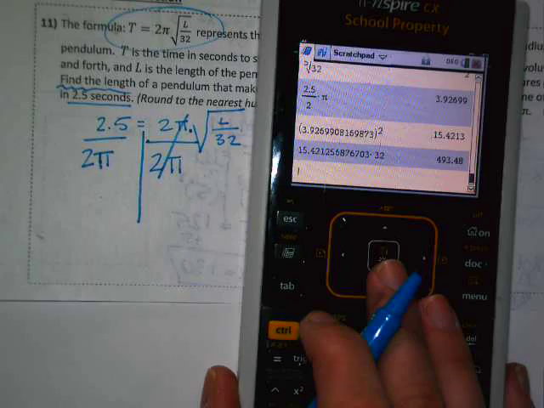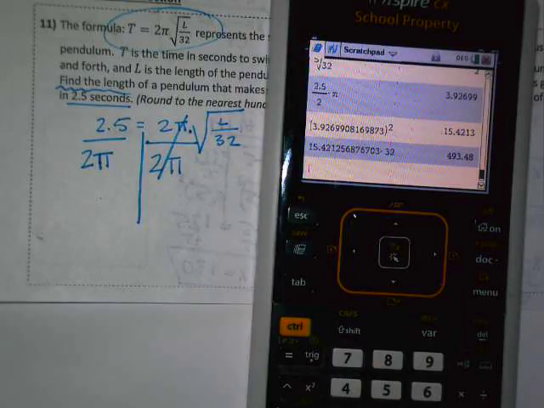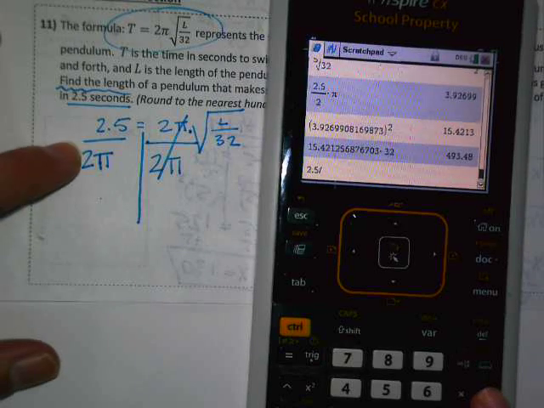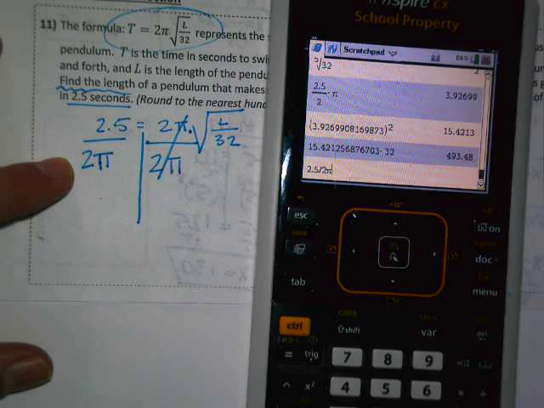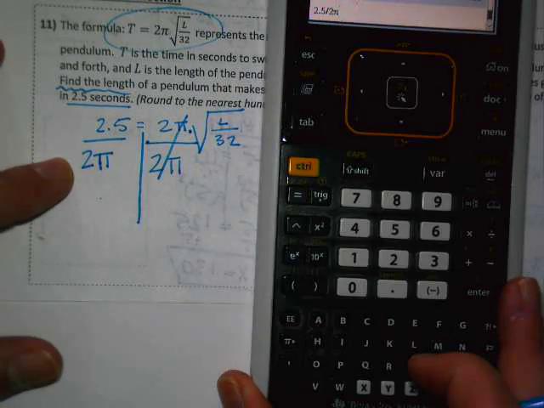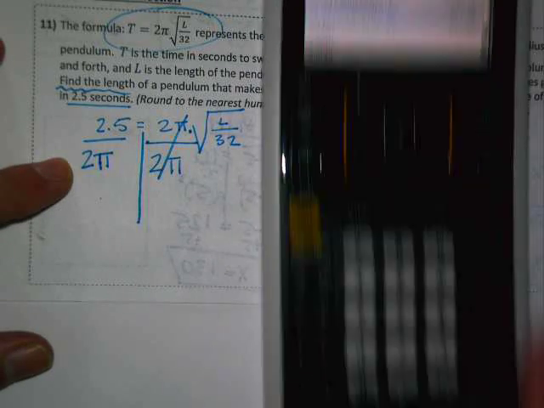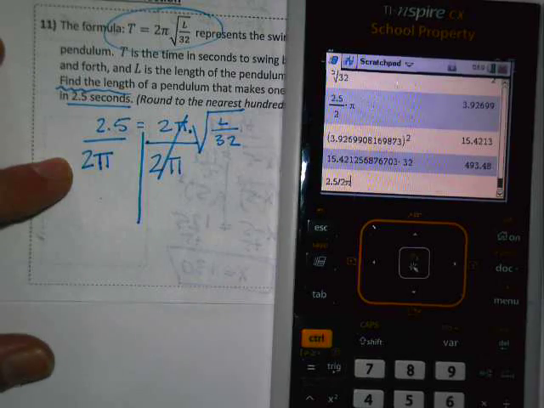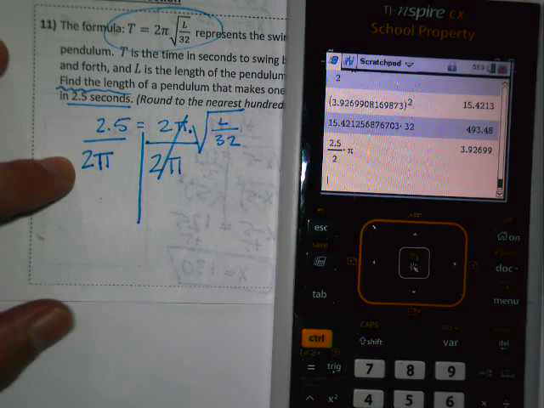So currently 2 pi is being multiplied by this radical, so we're going to divide to get rid of it. Pi is just a number, so we're just going to type all this in. 2.5 divided by 2 times 3.14. I just put the symbol in, but if you want to do 3.14, that's fine. But the pi symbol's down here. Nice. All right, so 2.5 divided by 2 pi, hit enter.